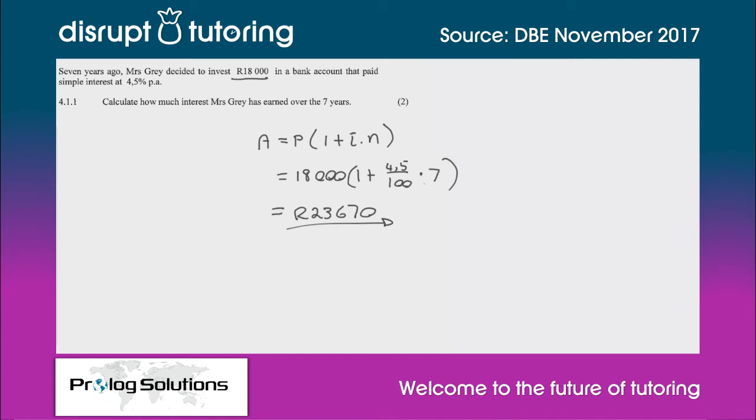Right, now we have the accumulated amount. In order to work out how much interest she's earned, we're going to take the accumulated amount and subtract the amount she invested. So, interest is therefore equal to 23,670 Rand minus our invested amount of 18,000 Rand, and that gives us an answer of 5,670 Rand. And that will give you your 2 marks, guys.